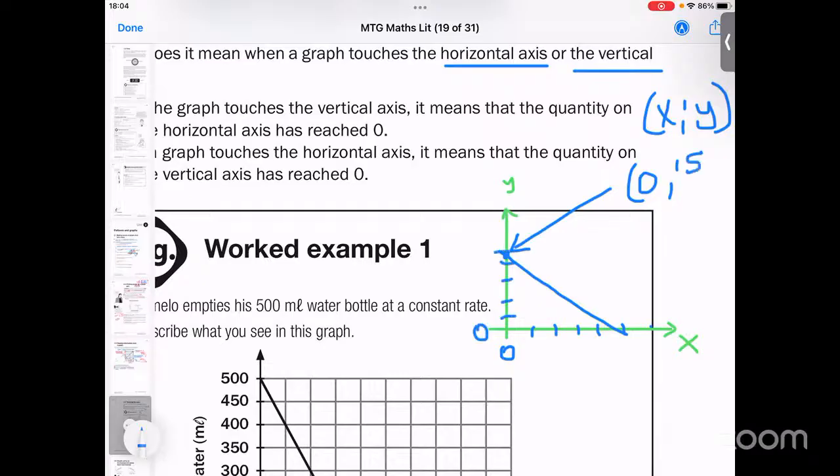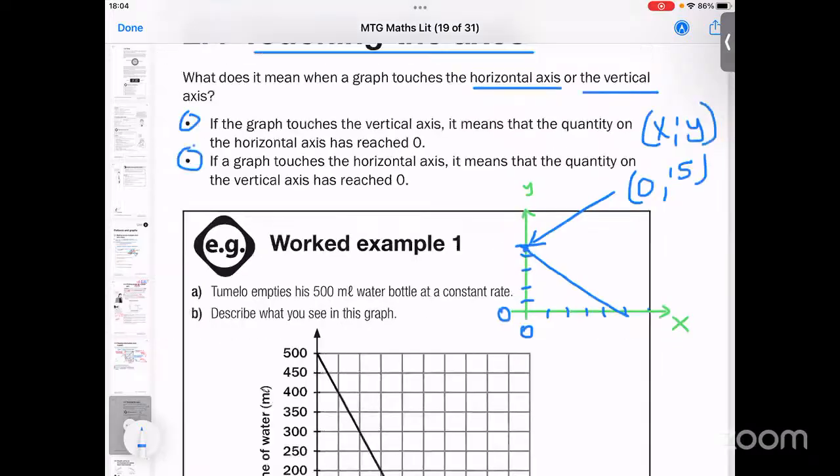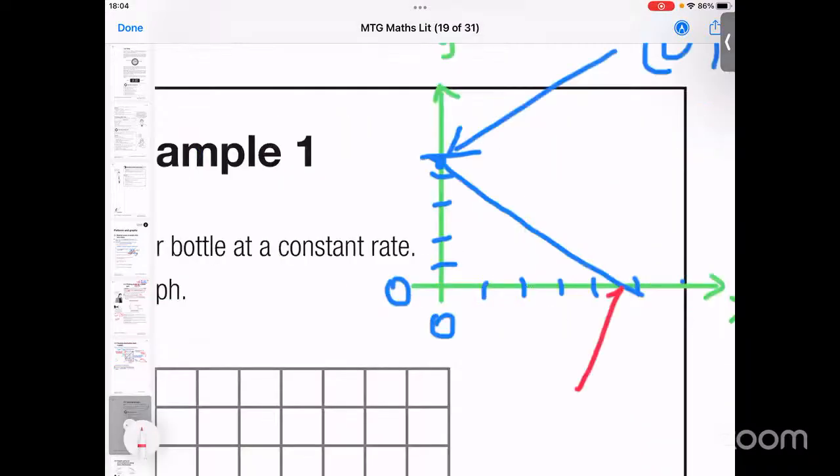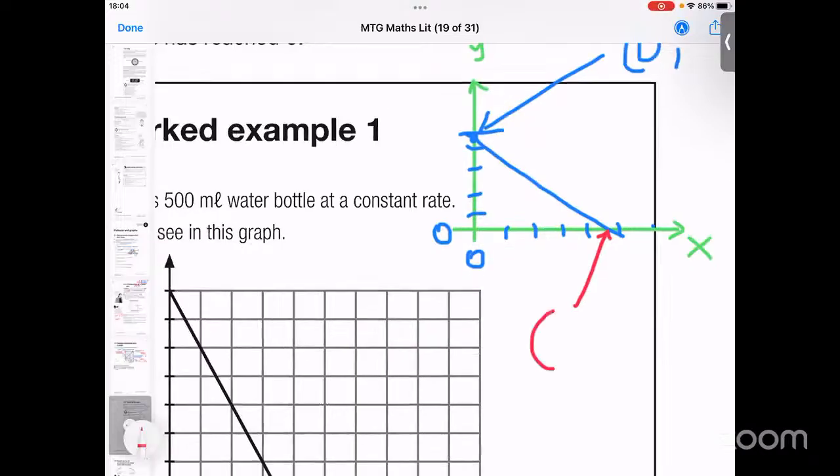Then it could be something like 5. So that's what it means there. And in a situation where they say the graph touches the horizontal axis, this is that point, whereby the x value could be something like 1, 2, 3, 4, maybe 4.7, and then the y is 0 at that point. So that would be the coordinates of that point.